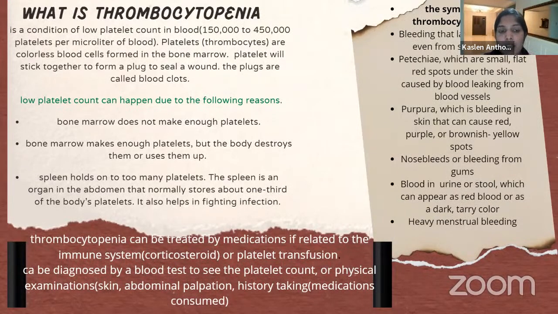Thrombocytopenia can be diagnosed by a blood test to see the platelet count, or physical examinations, especially the skin and abdominal palpation. Abdominal palpation is to see whether the patient has splenomegaly. And history taking, especially asking whether the patient has taken any medications, because thrombocytopenia also can be caused by some medications like heparin.